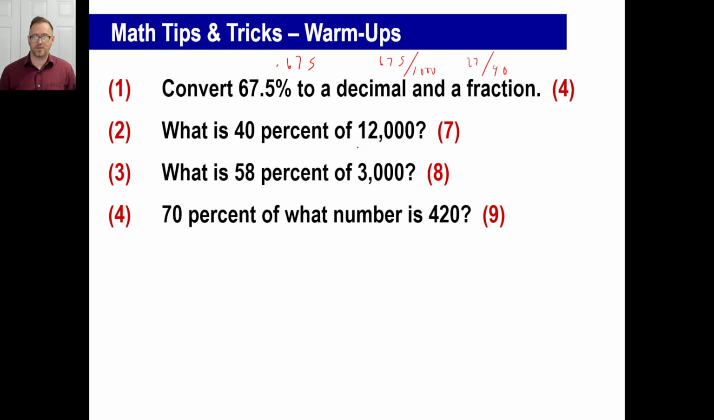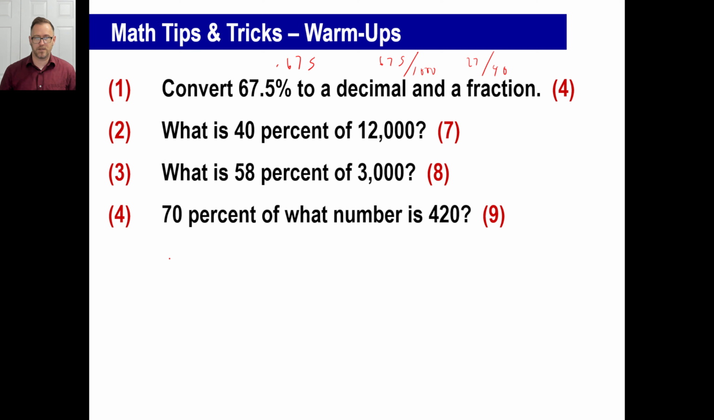40% of 12,000: 0.4 times 12,000 is 4 times 1,200, which is 4,800. 58% of 3,000: when somebody asks you that, the first thing you should think of is 58 times 3. 50 times 3 is 150, 8 times 3 is 24, so 174. What's reasonable? 1,740. Last one, 70% of what number is 420?